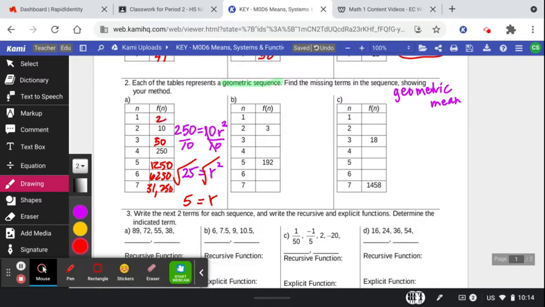So that starting number would be 2. 2 times 5 makes 10. 10 times 5 makes 50. 50 times 5 makes 250, and so on and so forth. We fill that in down. Okay, so let's go check out another one using this same formula building.